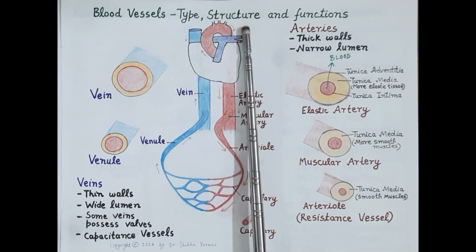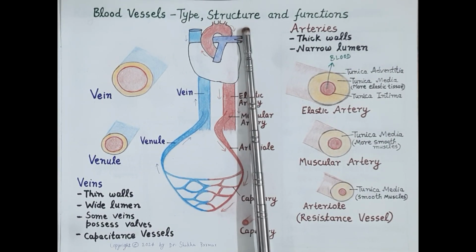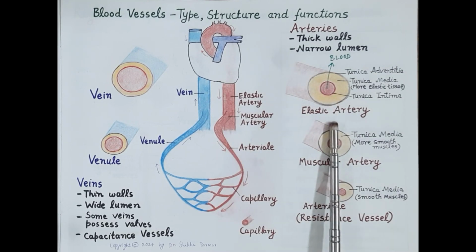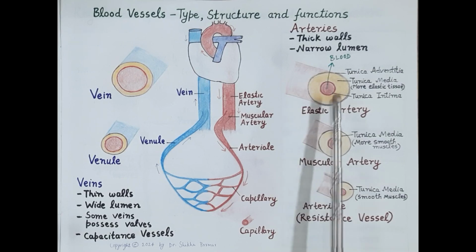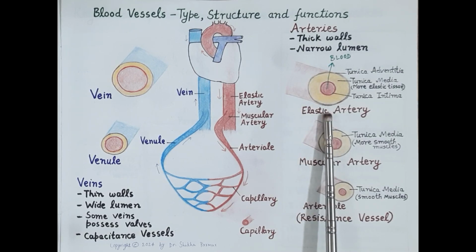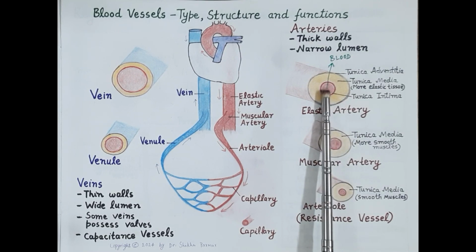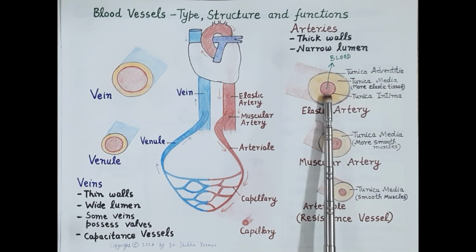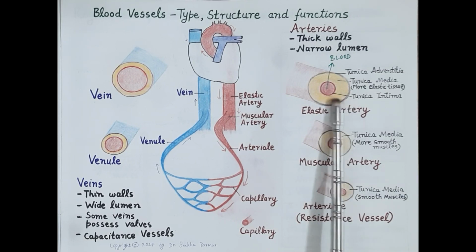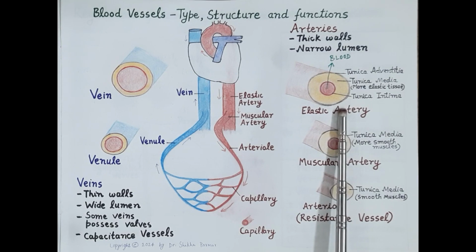Now let's understand structure of the blood vessels. Now look at this blood vessel. This is an artery. Now this is the wall of the blood vessel, this is the lumen. Lumen is filled with the blood. As you can see here, this is a lumen, a small lumen, and this is the thick wall. Now, wall of a blood vessel is made up of 3 layers of tissues.